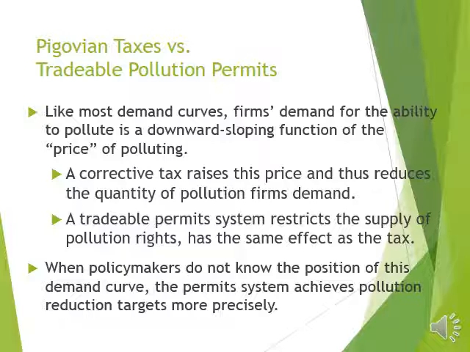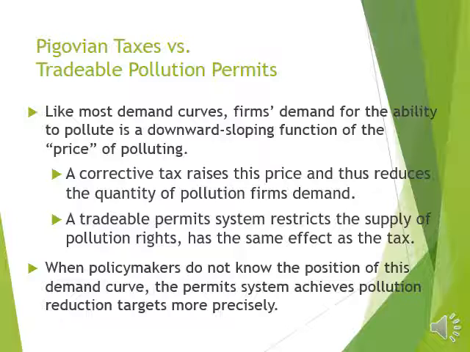Now, a tradable permit actually restricts the supply of pollution rights. So it basically makes the supply of pollution, if you like, completely inelastic. There's only one quantity of pollution that is allowed. But it has the same effect as the tax. It brings the socially optimal solution in line with the free market.